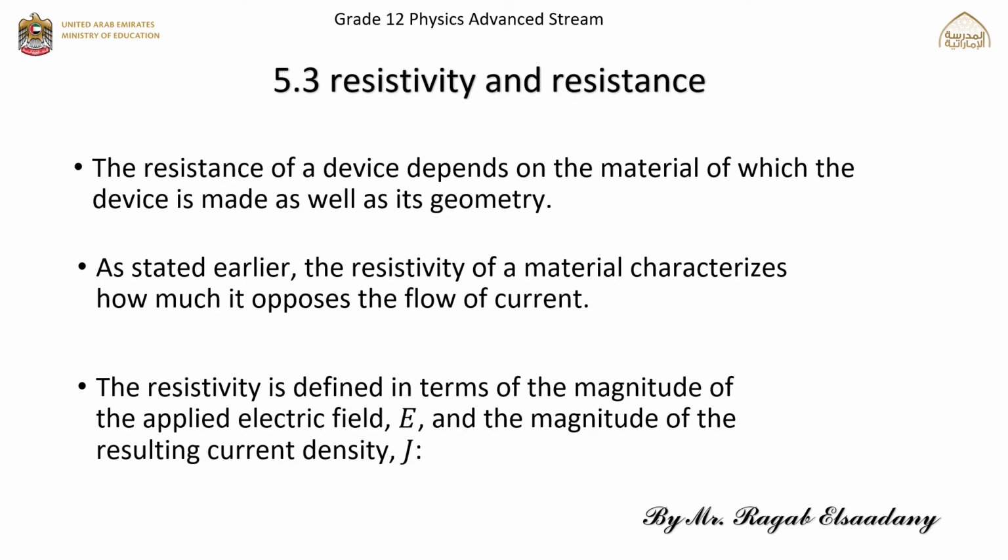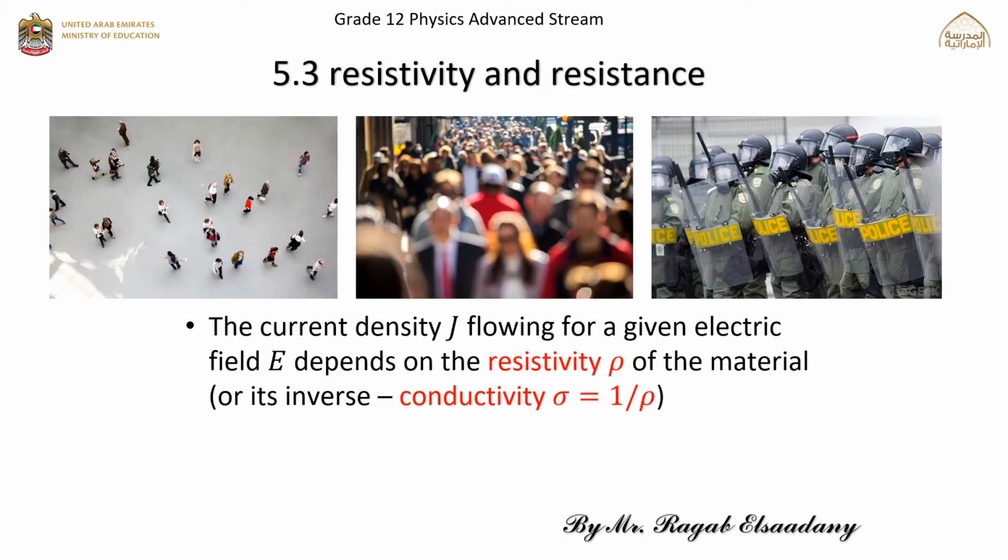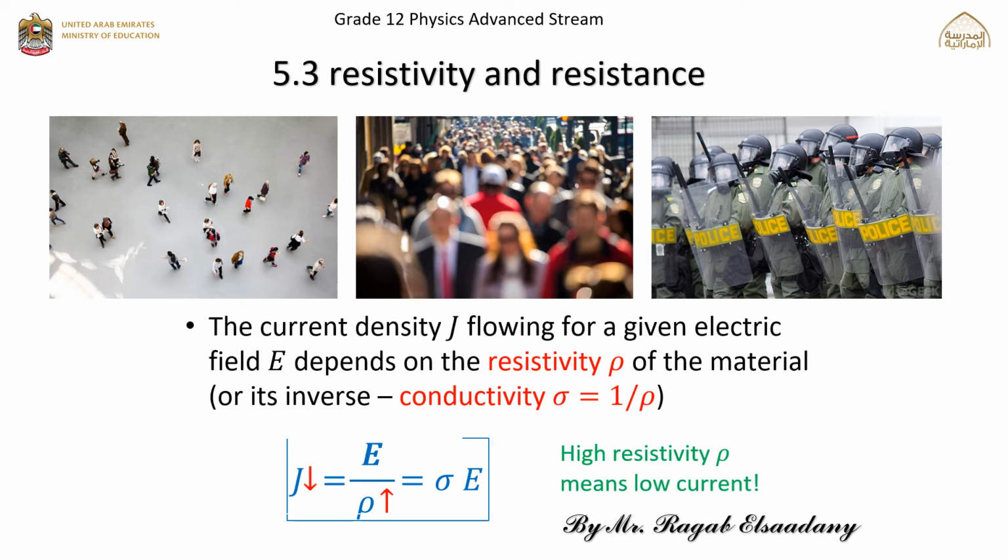The resistivity is defined in terms of the magnitude of the applied electric field E and the magnitude of the resulting current density J. Rho equals E over J. The current density J flowing from a given electric field E depends on the resistivity rho of the material, or its inverse, conductivity sigma equals 1 over rho. Then J equals E over rho equals sigma times E. And high resistivity rho means low current density.